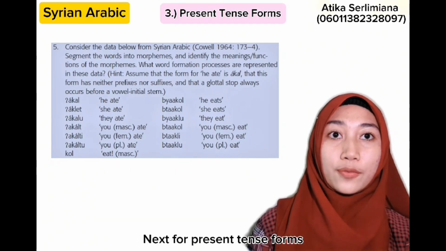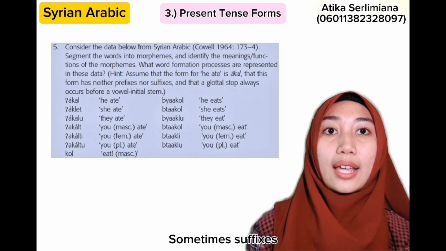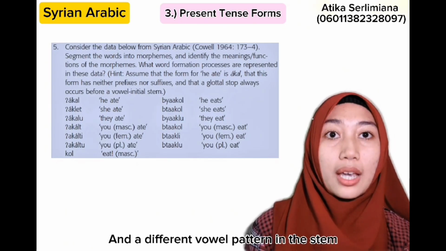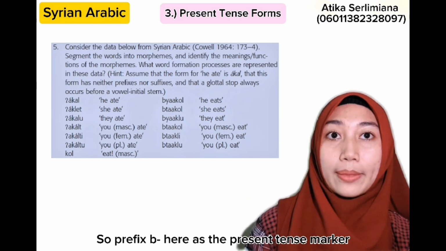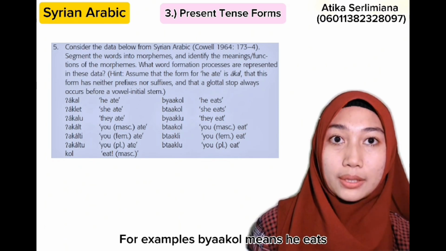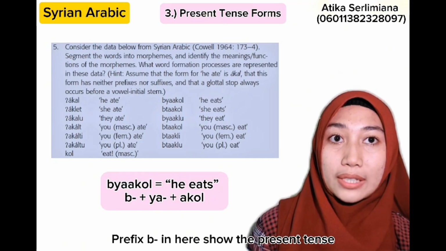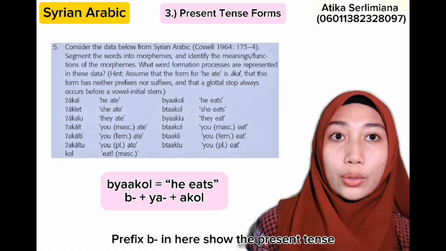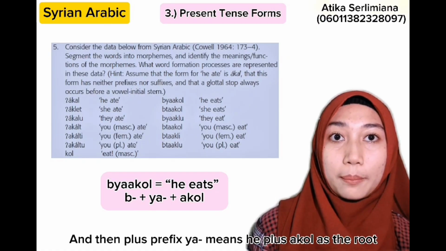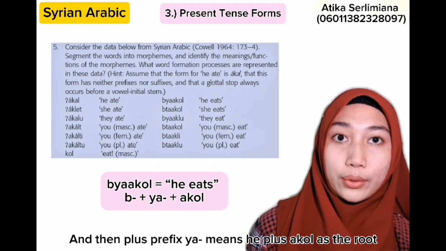Next, for present tense forms. The present tense uses prefixes, sometimes suffixes, and a different vowel pattern in the stem. So, prefix be here as the present tense marker. For example, biakul means he eats. Prefix be in here shows the present tense, plus prefix ya means he, plus akul as the root.